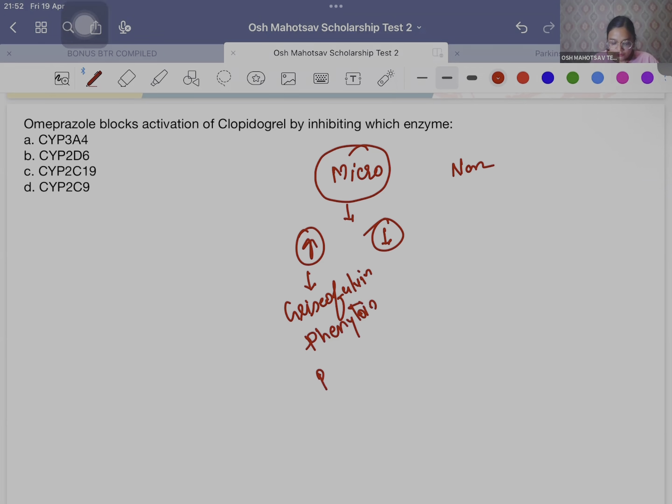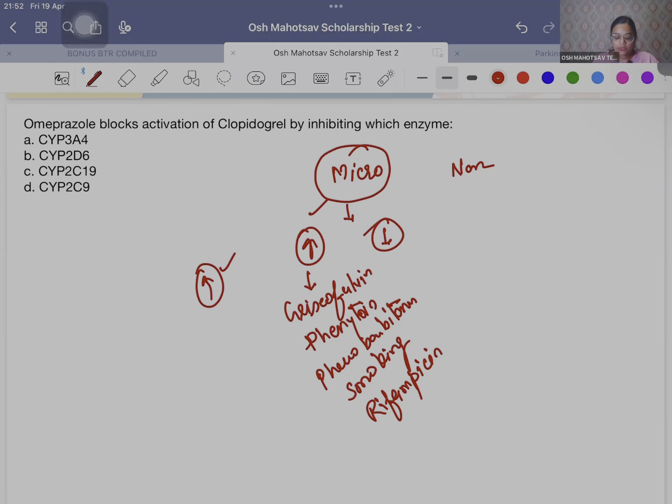phenobarbitone, smoking, rifampicin. All of these can induce the microsomal enzymes, meaning they will increase the metabolism of that drug. Whatever drug we are giving, if along with that we use any of these, they will increase the metabolism of that drug. So these are the enzyme inducers.